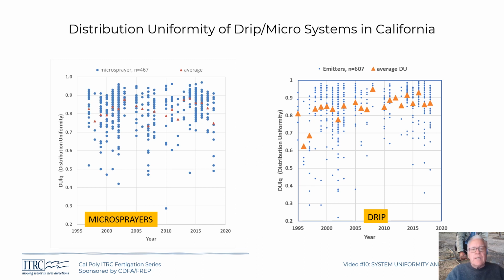And the red triangles show you the average uniformities, the average DUs for each year. Then you move over to drip, and you get the same type of thing, and you have a lot of highs and you have some lows. So, but it gives you an idea. There's quite a spread actually in performance. If you sort of use your imagination, it looks like the performance on the average has gone up over the years.